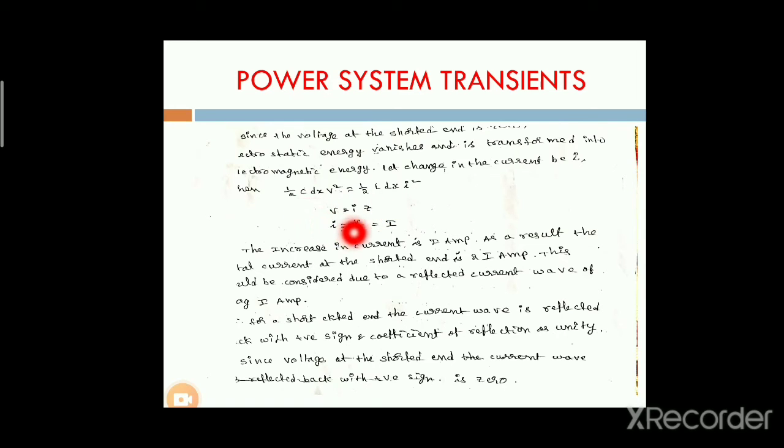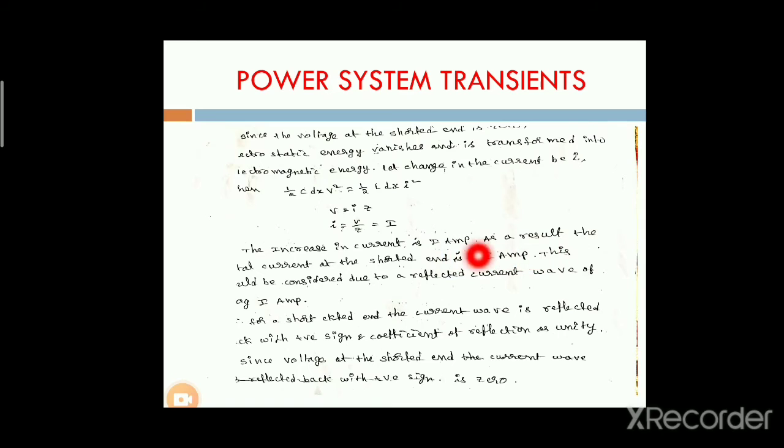Then V is equal to I into Z, therefore I is equal to V by Z, that is equal to the capital I. Therefore, the increase in the current is I amperes.